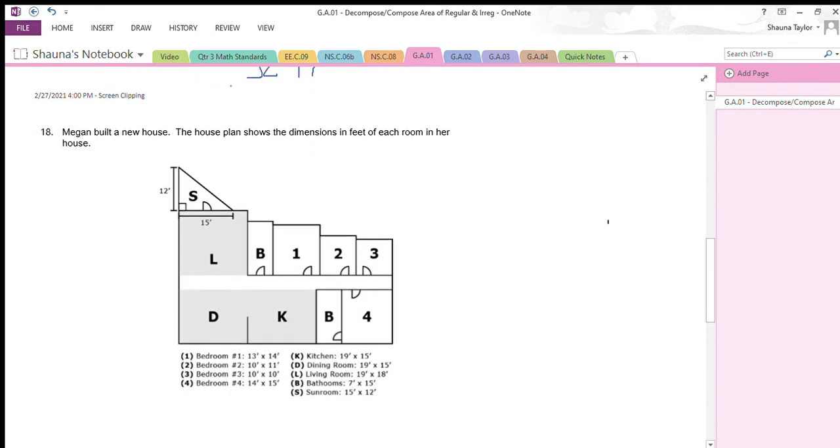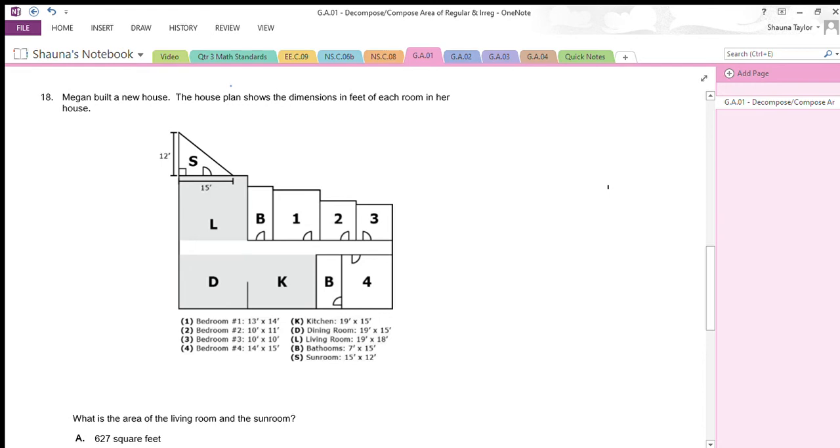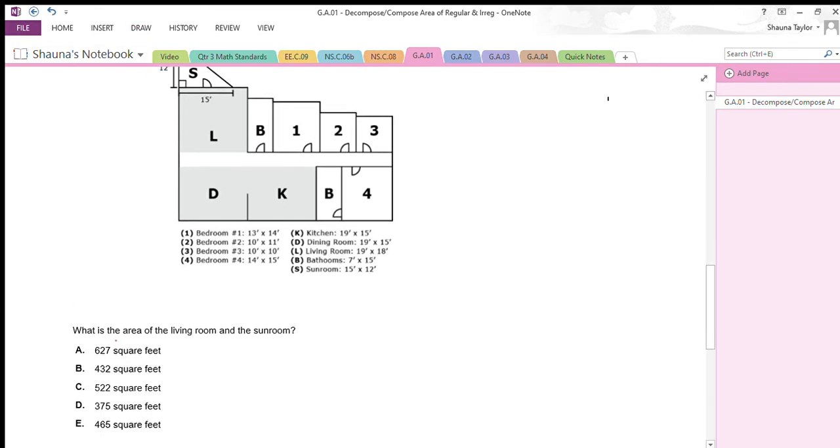Okay, let's go to the next problem. It says Megan built a new house. The house plan shows the dimensions in feet of each room in her house. I see this picture and I'm like, wow. So I'm going to look at the question. The question always helps. So it says, what is the area?